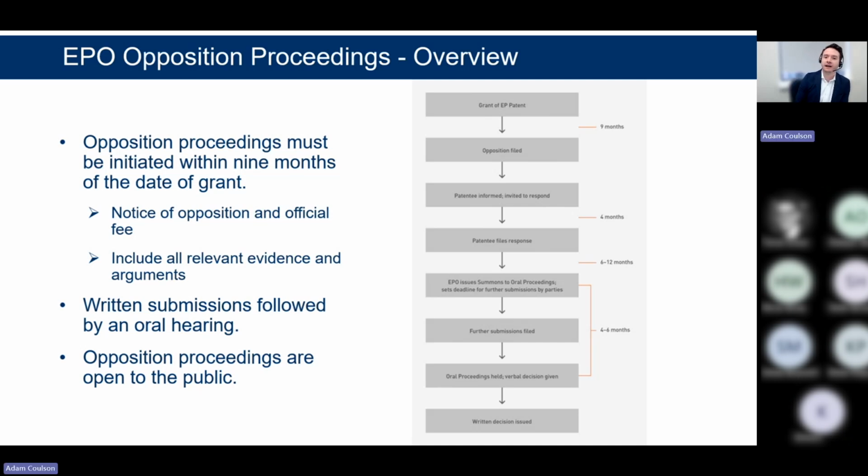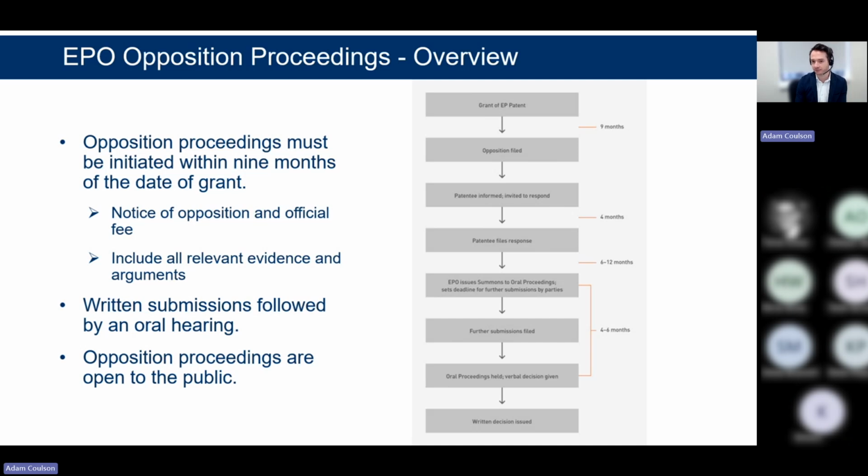Now, if you wish to file an EPO opposition, so that's an opposition against a granted European patent, the opposition proceedings must be initiated within 9 months of the date of grant of the EPO patent which you wish to oppose. This includes filing a notice of opposition and paying the official opposition fee, which at the minute I believe is around 800 to 900 euros.